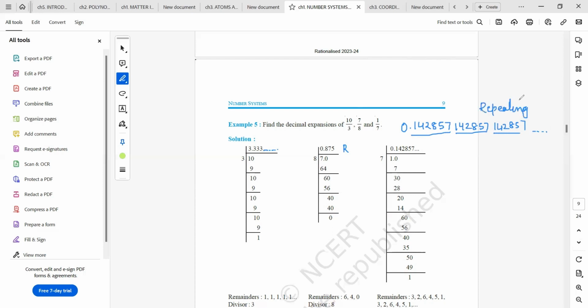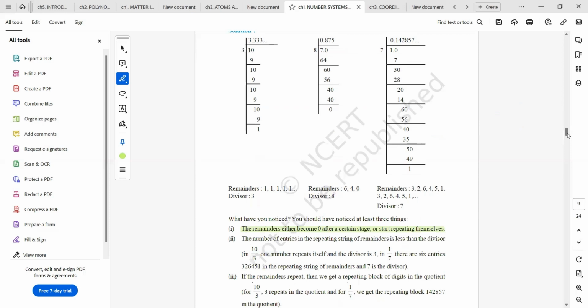Clear? The difference between these three is clear? Yes, ma'am. In one it is not repeating. It is like 3.33333, repeating 3. Here the 5 digits are repeating. Fine. So that is the difference. First of all, you need to divide them and find out whether it is continuing endlessly, and if it is repetitive or not.